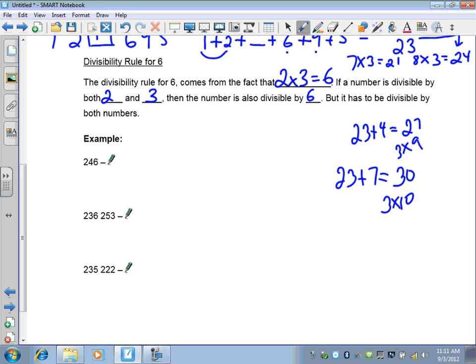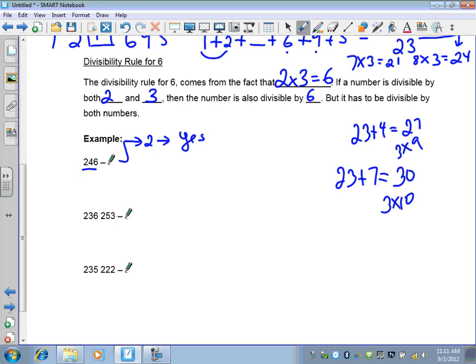So for 246, the first thing you're going to do is check for 2. Is 246 divisible by 2? Well, 246 ends with a 6, and that is one of the 0, 2, 4, 6, 8 numbers that you need in order to be divisible by 2. So it's an even number. The answer to this one, therefore, is a yes. So this number here, 246, has passed the first stage.